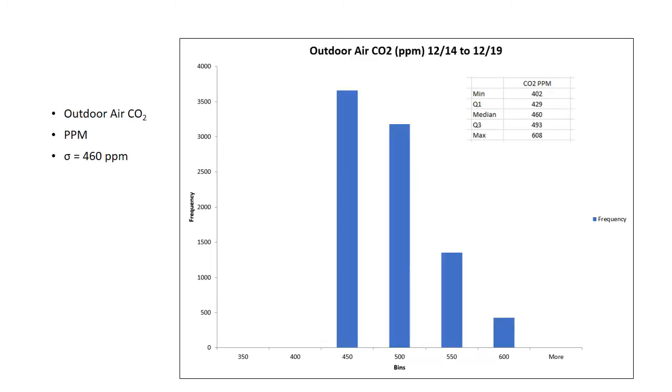So first off, we have the outdoor air sensors. This is the outdoor air CO2 data, and it spans up, but generally the mean of the data was about 460. So that's outdoor air CO2. I'm calling that mean 460.